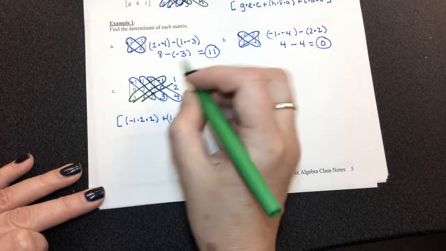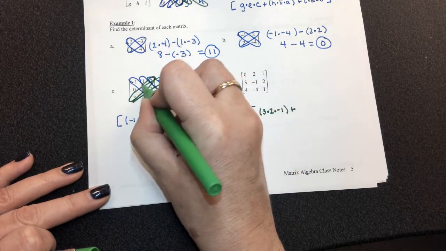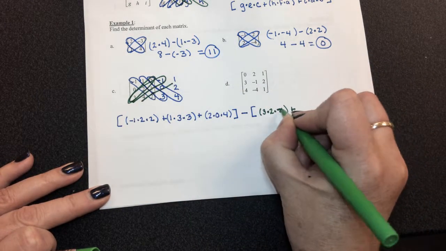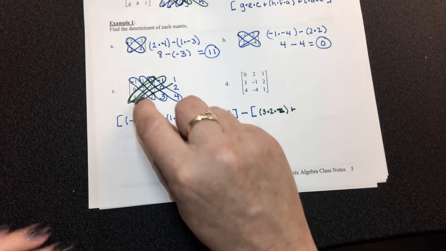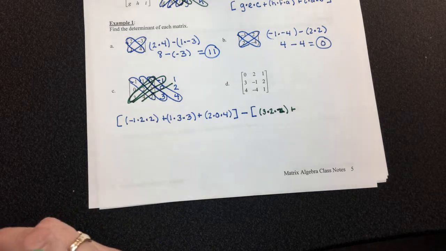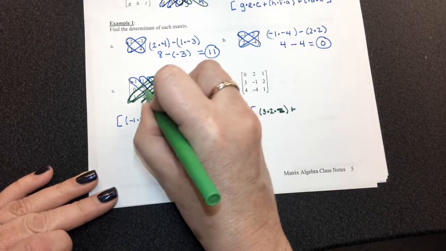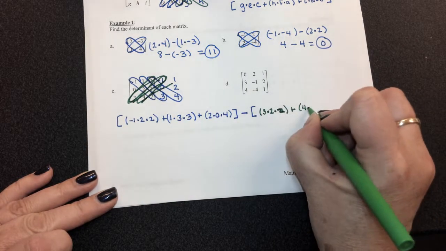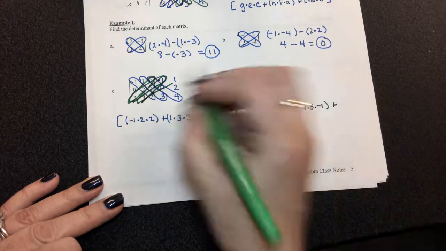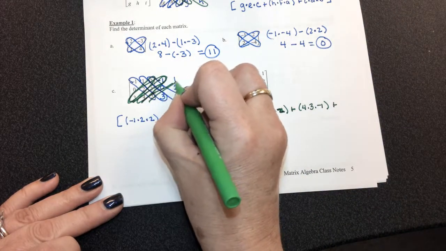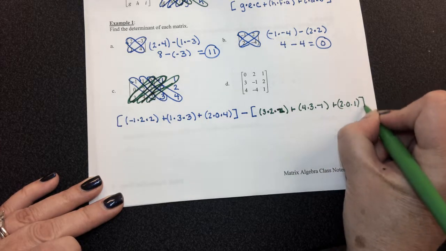Wait a minute. Oh shoot, I circled the wrong one. It should be 3 times 2 times 2. I circled the negative 1, but it should be 3 times 2 times 2. I knew something went off. So that's going to be 4 times 3 times negative 1. And then add that to 2 times 0 times 1. Okay?